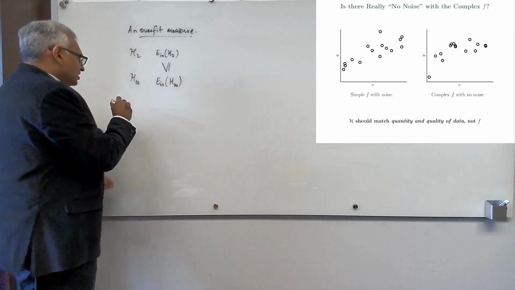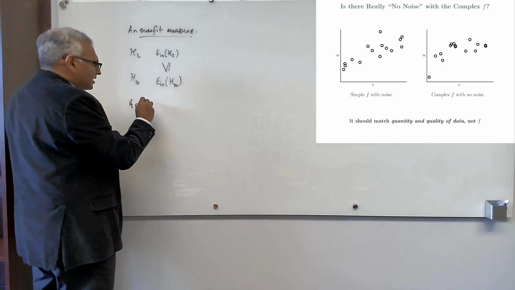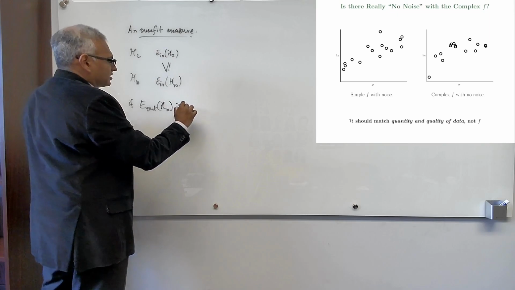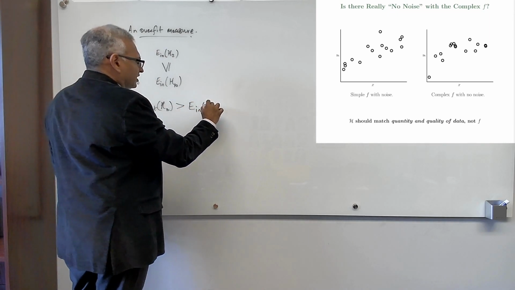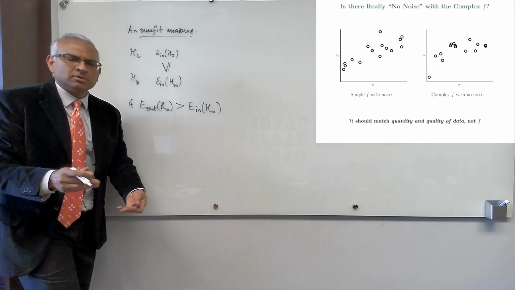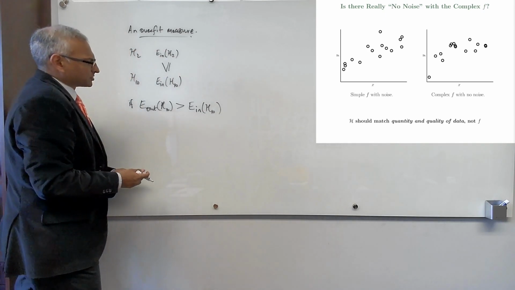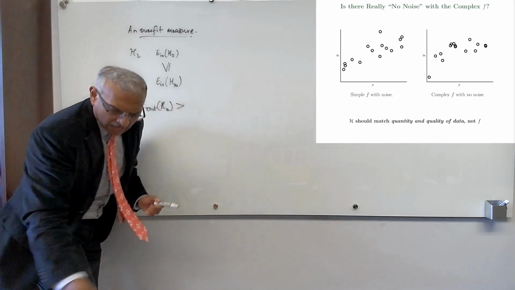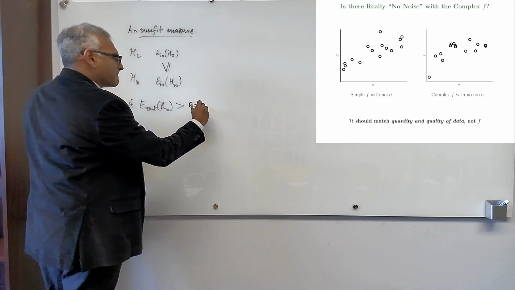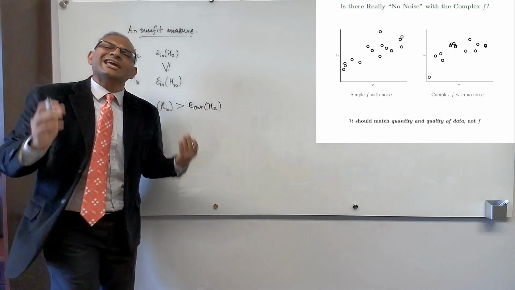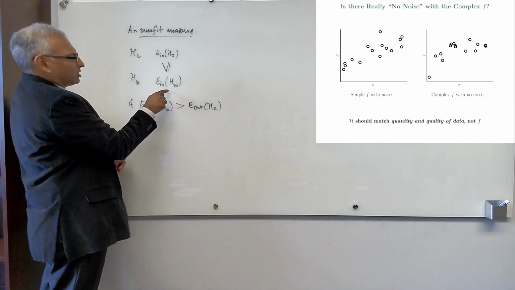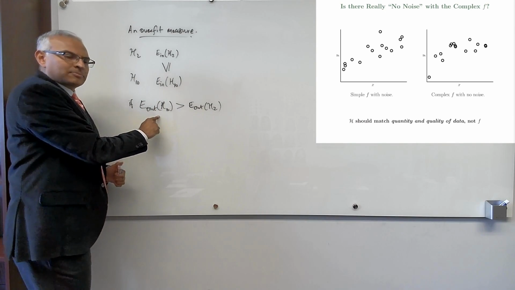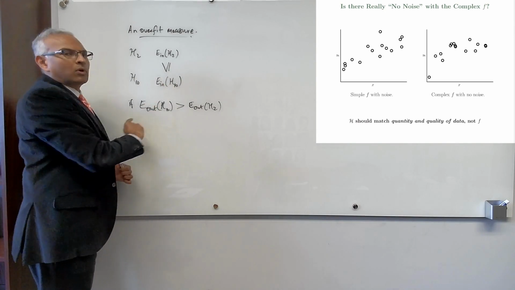So if E out of H10 is greater than E out of H2, then we have overfit, right? Because we went for the lower in-sample error and got a higher out-of-sample error. So we fit the data more than warranted.